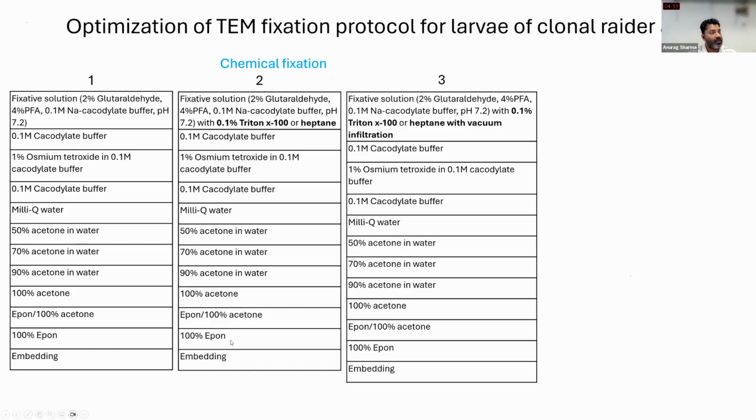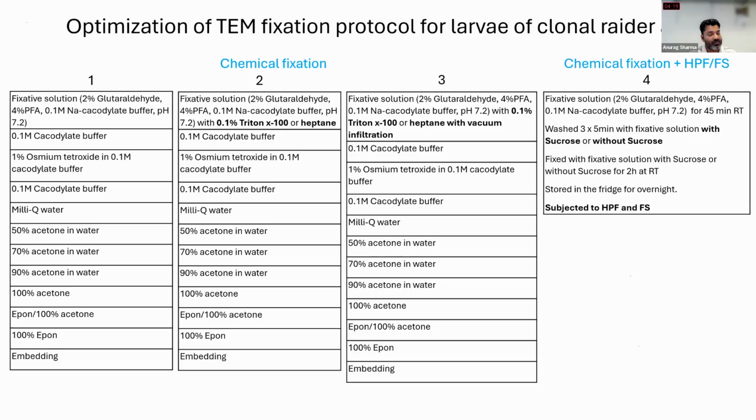This did not work. And then, because I have a plant background, I had picked many leaf samples at my previous workplace, I thought, let's do vacuum infiltration. So besides having the Triton X-100 and heptane in the fixative, I also applied vacuum. I thought the air bubbles would go out and the vacuum would suck the solution inside the larvae. This also did not work.